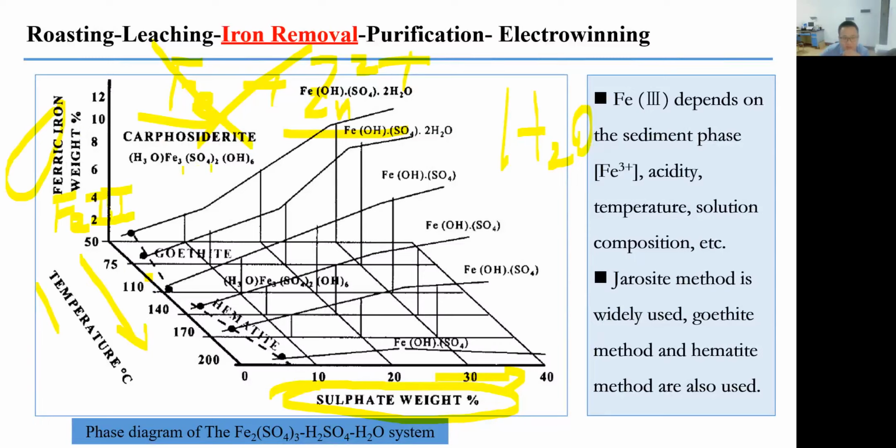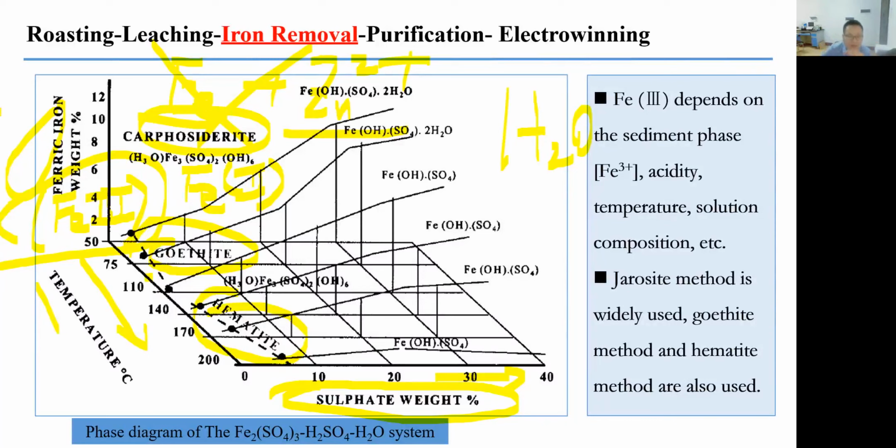The amount of ferrous ion, Fe2+, is not mentioned or not well controlled. Only the ferric ion should be controlled. So in this three-axis diagram, we find that iron can precipitate as goethite, as hematite, and also as jarosite, which has a similar structure and similar chemical properties.